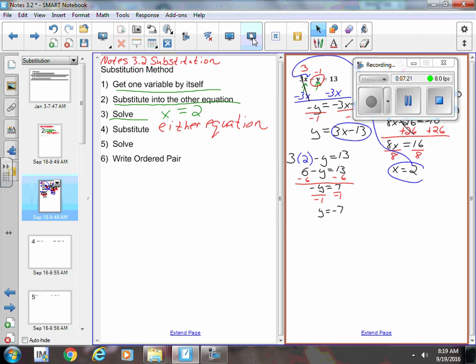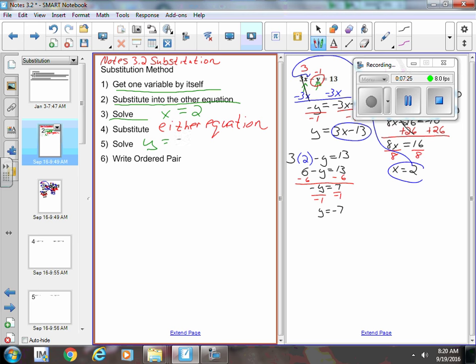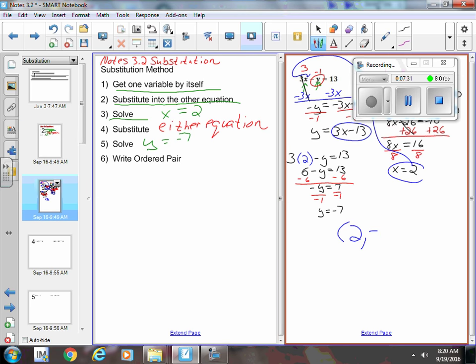And so I did this now. I solved for the other variable. I have y equals negative 7. And then finally, write your ordered pair. So I've got 2, negative 7 is my solution. All right. So that is my first problem.